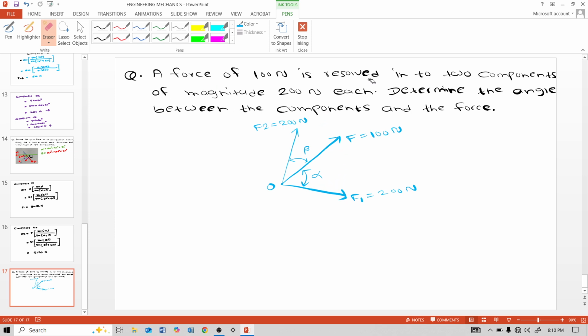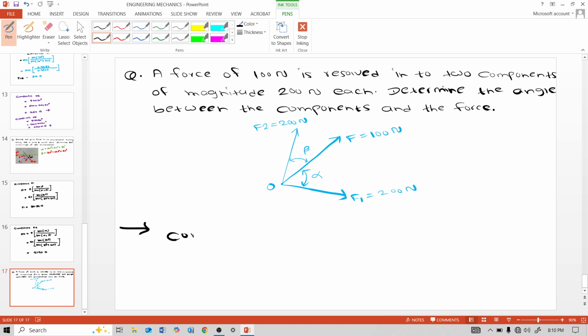A force of 100 Newton is resolved into two components of magnitude 200 Newton each. Determine the angle between the components and the force. So the magnitude of force F is 100 Newton, and the oblique components F1 and F2 both have a magnitude of 200 Newton. The angle between F and F1 is alpha, and the angle between F and F2 is beta. So we will calculate alpha and beta. Just see how I will solve this numerical.